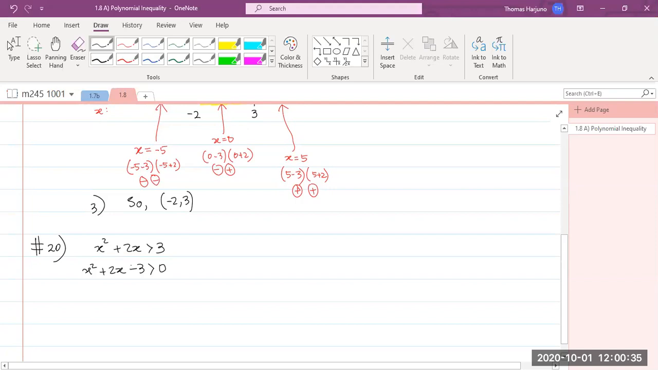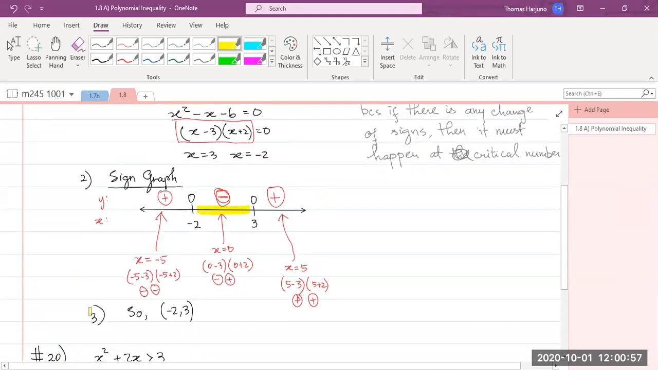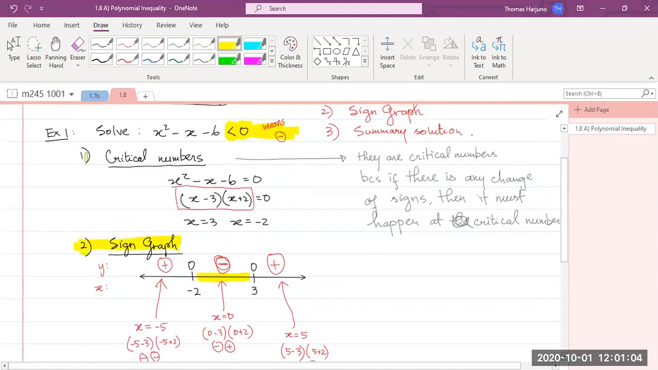Okay, and then once you're done, start the procedure, the three-step procedure. Step 1, critical numbers. And I need you to write this. I want you to write this explicitly. Number it, and tell yourself what you are doing.